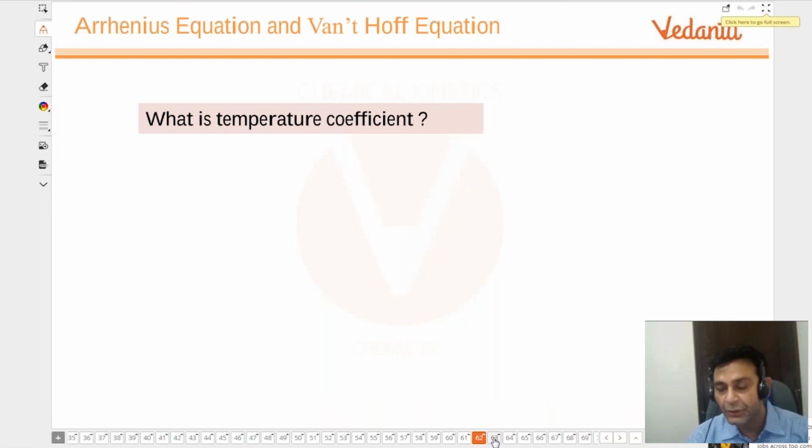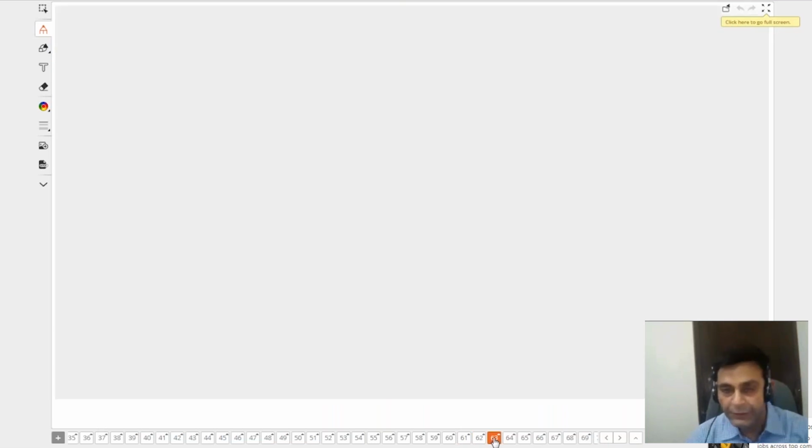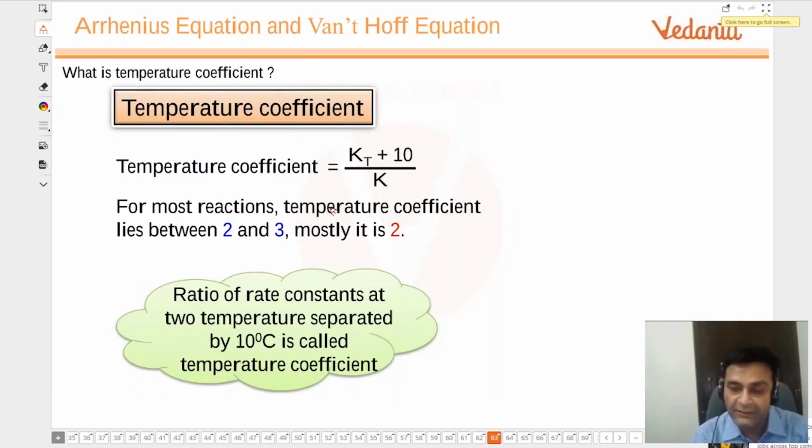I told you what is temperature coefficient. Temperature coefficient is the ratio of the rate constant at two different temperatures differing by 10 Kelvin. So K(t+10) upon K(t). And this theta value lies between 2 and 3. And for every 10-degree rise in temperature, the rate of reaction becomes double to triple. Rate of reaction becomes double to triple. Getting me? All of you? Right.